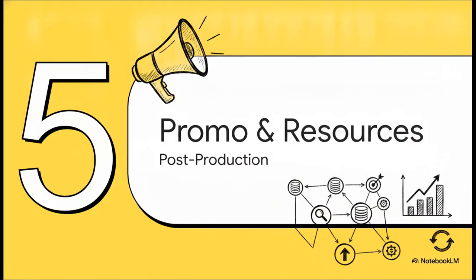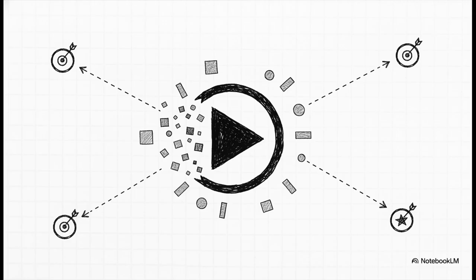And that brings us to our final section, Part 5, Promotion and Resource Allocation, the post-production phase. Here's the hard truth. Creating the explainer is genuinely only half the battle. So the crucial point is implementing a rock-solid cross-platform distribution strategy. Think about it. You've just spent hours creating this dense, highly valuable 15-minute educational asset. You can't just upload it to one single place, cross your fingers, and hope for the best.